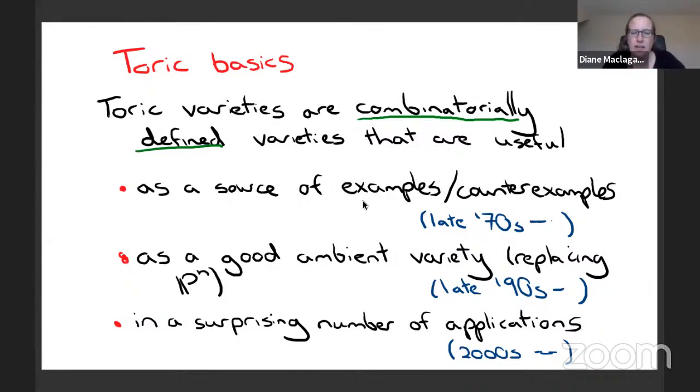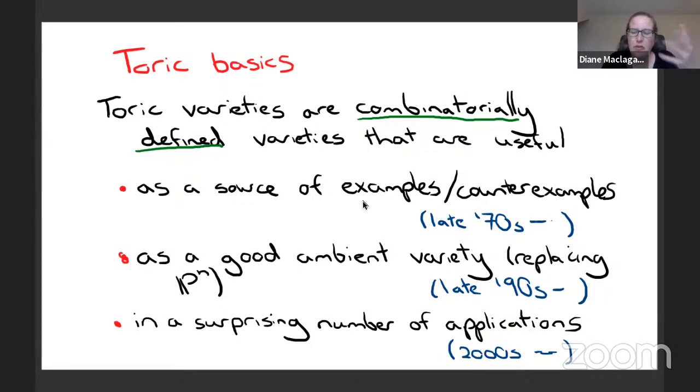The next phase for toric geometry, I think, is to think about toric varieties as a good ambient variety. So this is generalizing embedding varieties into projective space. When you describe algebraic geometry to a non-algebraic geometer, you might say we're looking at the solutions to polynomial equations in some ambient space. Classically, that was often projective space.